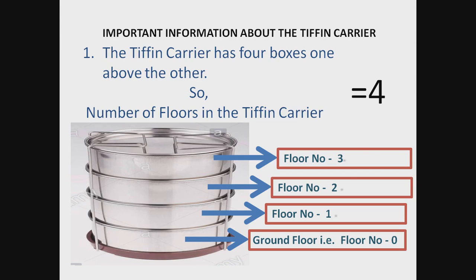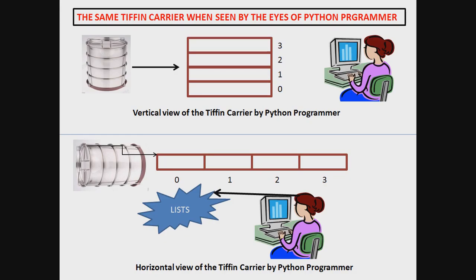So here I have started relating Python with the tiffin carrier. See, the same tiffin carrier is seen like a list by a Python programmer. She is seeing 0 to be the first box, 1 to be the second box, 2 to be the third box, and 3 to be the fourth box. So 0, 1, 2, 3. So 4 boxes are here. This is the vertical view.